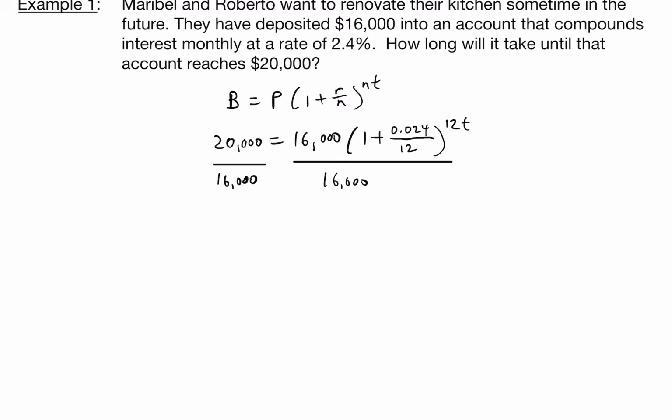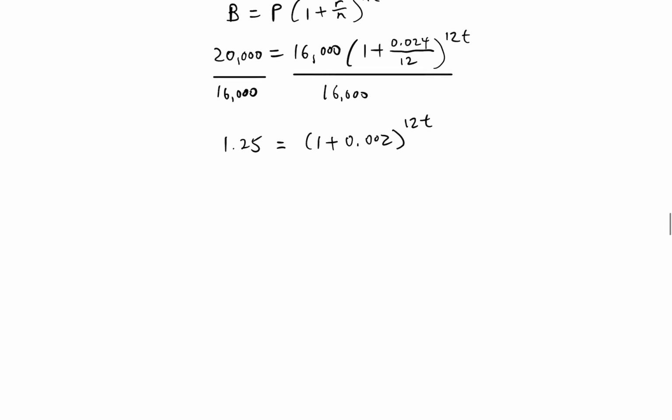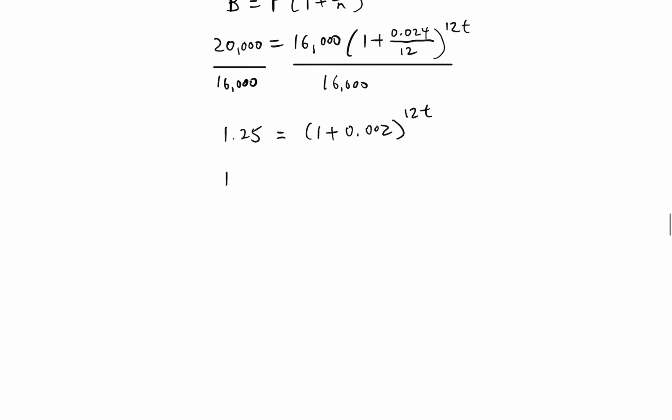And then we're going to have 1.25. That's going to equal 1 plus 0.002 raised to the 12t power. Okay, and then further simplifying that, 1.25 is equal to 1.002 raised to the 12t power.